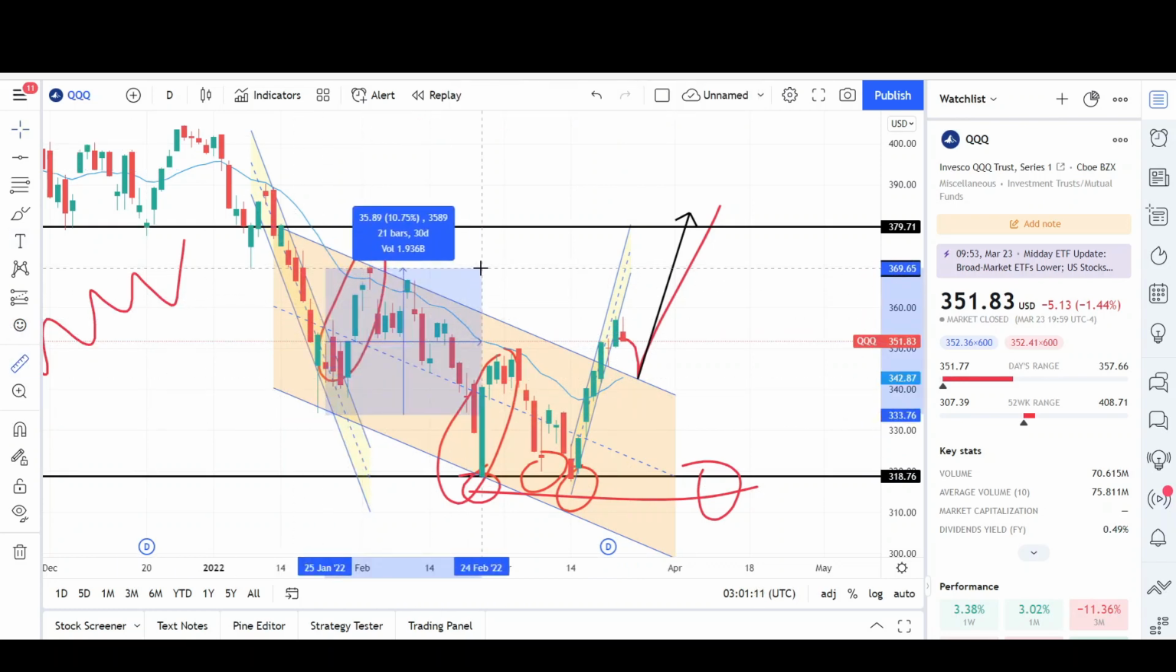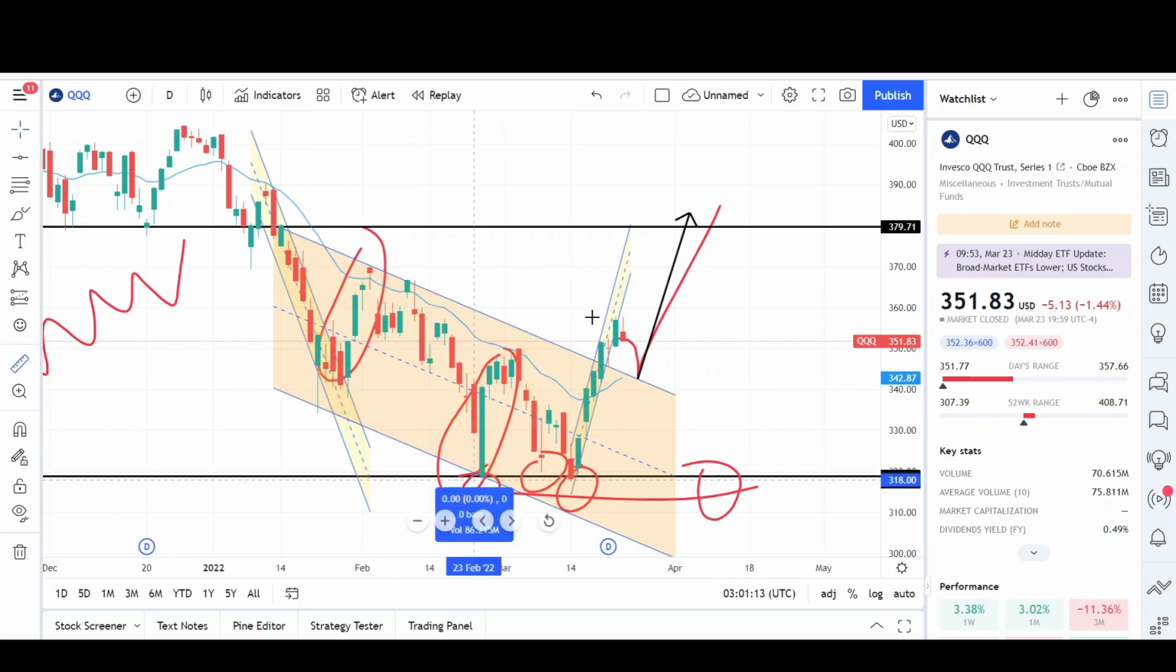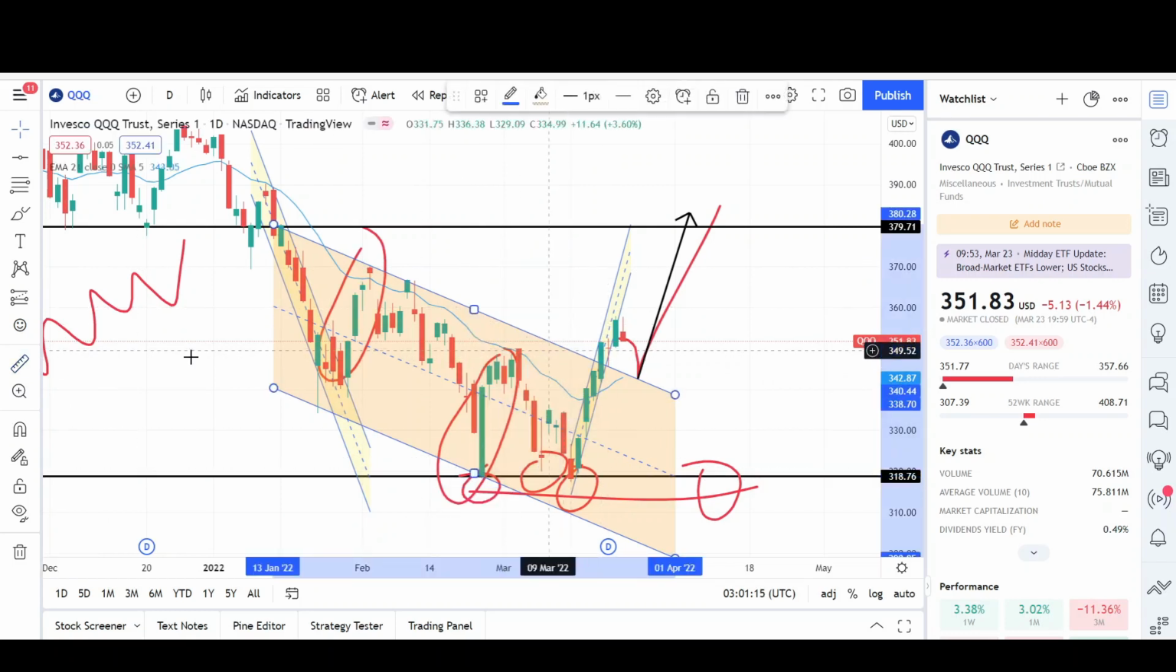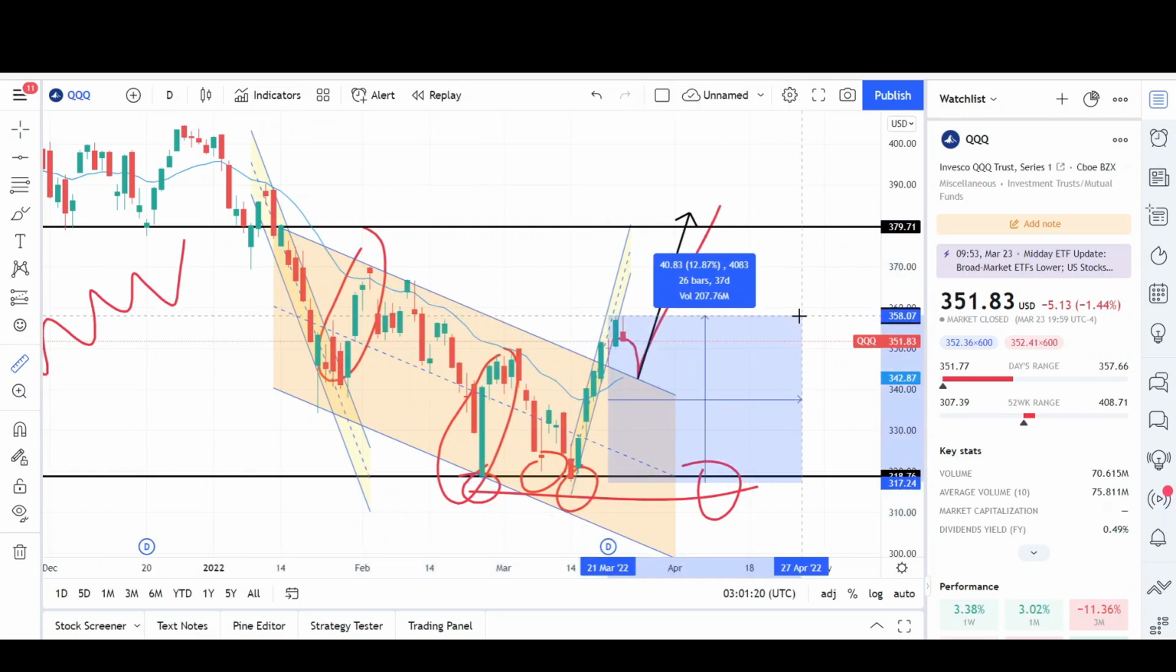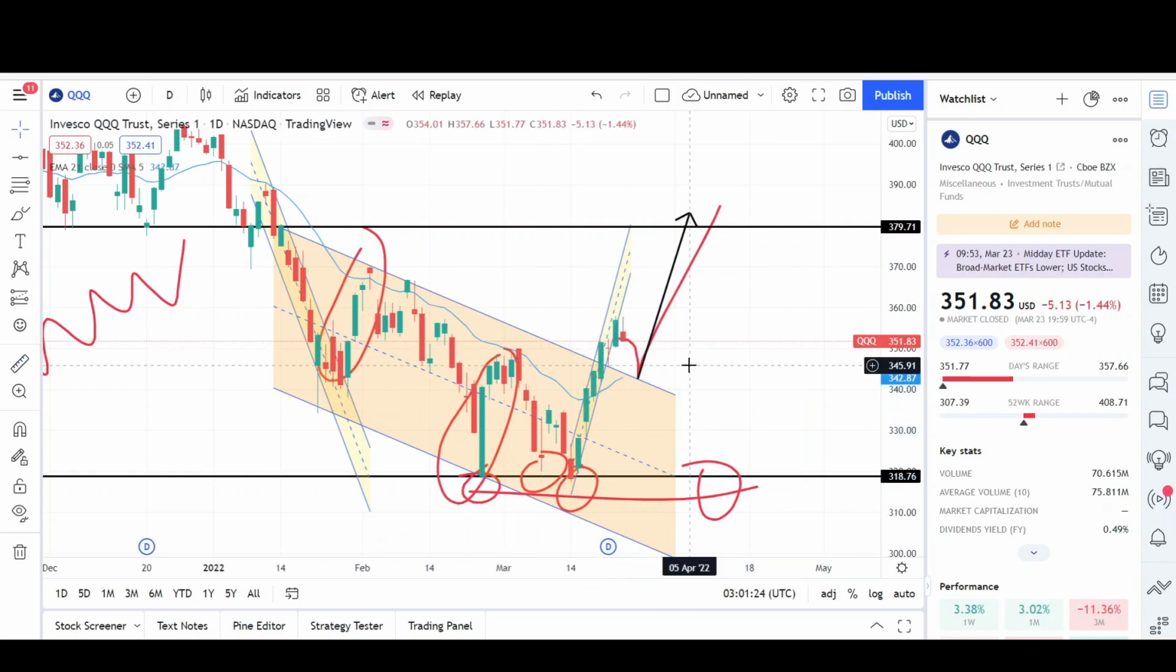This was a 10% gain. This was a 10% gain also. Now let's take a look at this one. This might be the biggest one we had so far. 12 or 13% gain. So we had about the same size impulses before, but we still continued lower.